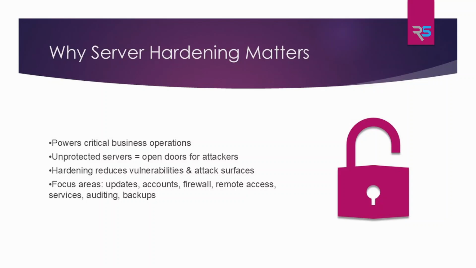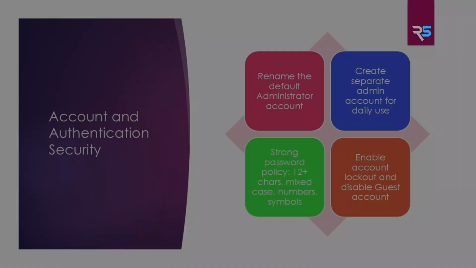Windows Server powers critical business operations, hosting applications, managing users, storing confidential data, and connecting networks. But with this power comes responsibility. An unprotected server is like leaving your office door wide open at night. Sooner or later, someone will walk in. Security hardening is the process of locking down your server to minimize vulnerabilities and reduce attack surfaces. Today, we're going to cover updates and patches, user account management, firewall configuration, remote access security, disabling unnecessary services, auditing, and backup strategies.